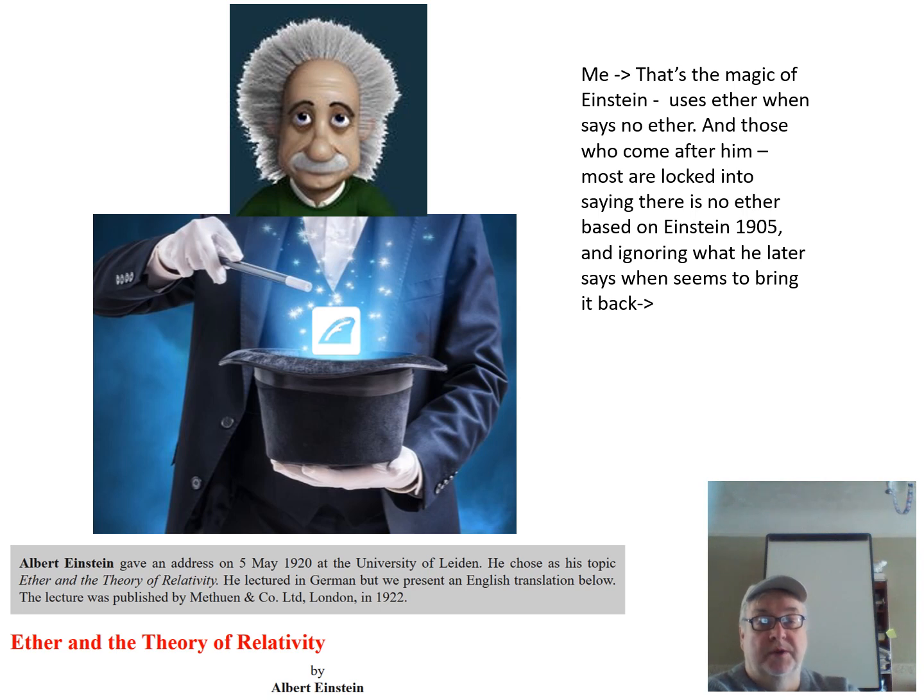And that's the magic of Einstein. Einstein uses an ether when he says there's no ether. Well, interpreted as saying no ether. And those who come after him most often say there is no ether, and ignoring what he later says, or seems to say. And he seems to say in 1920, in that reference down there, that there is an ether. But in 1905 he seems to be saying there is no ether. And his followers are locked into believing what he says in 1905, it seems.